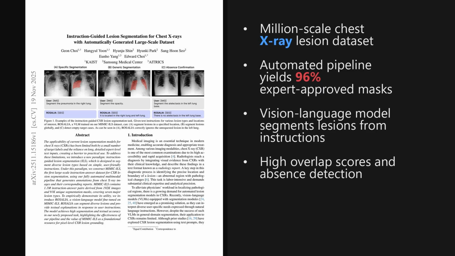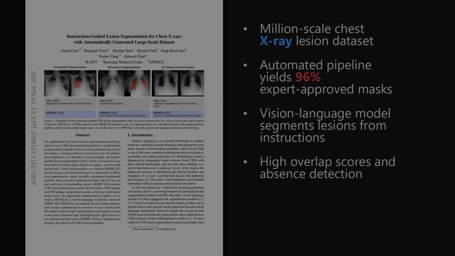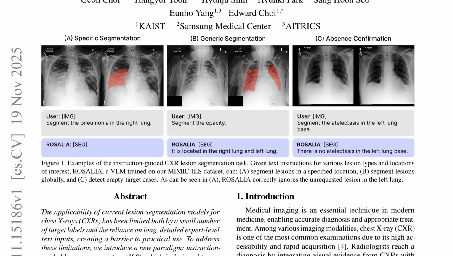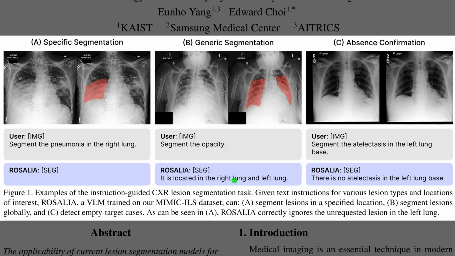And as we will see later, the combination of this dataset and model has exciting implications for how clinicians and even non-experts might interact with chest X-ray analysis. Figure 1 shows what instruction-guided lesion segmentation actually looks like in practice. The figure as a whole illustrates that a single model can follow natural language directions to highlight, or not highlight, regions on chest X-ray images.